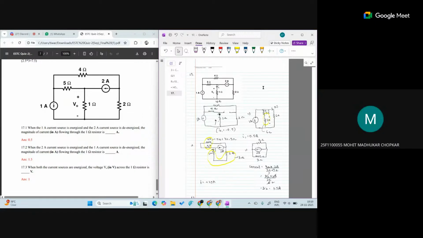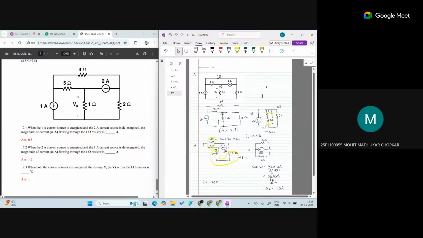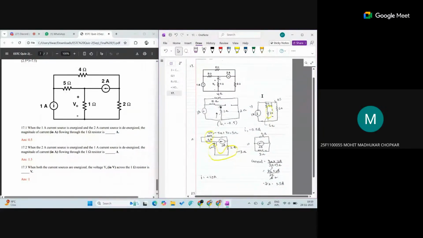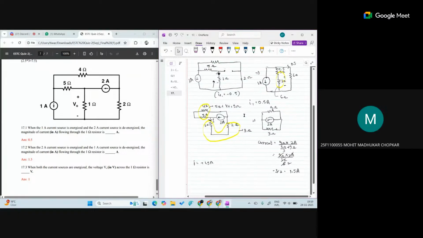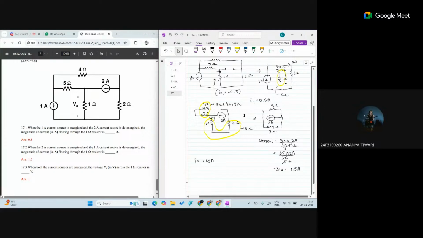Yeah, it is clear, ma'am, because the 1 ampere is in the opposite direction of that 2 amperes. So from the 2 ampere we got 1.5, and using the 1 ampere we got 0.5. So it will be subtracted from it. So we will get 1 ampere. Yes. And now in this one, the current direction is the direction we assumed. So that's why it is plus.